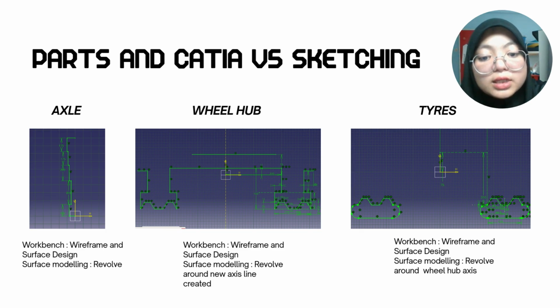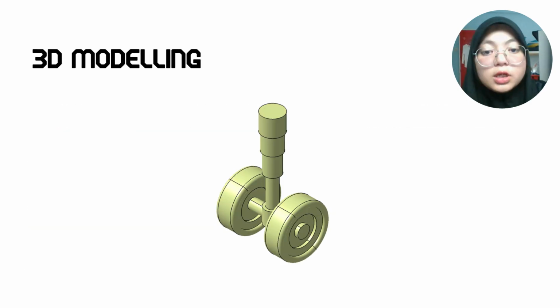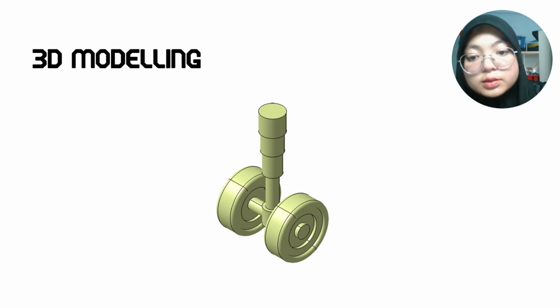The tire is sketched on top of the wheel and revolved to form a circular shape, showing its position in the assembly. All sketches include proper dimensions in millimeters, hidden lines, centerlines, and alignment of views to ensure clarity and accuracy for manufacturing. This is the 3D modeling of the main landing gear that has been created with the help of the sketches.